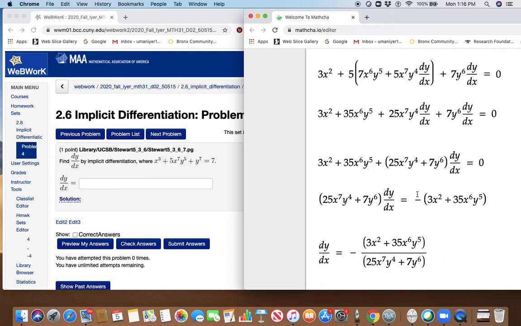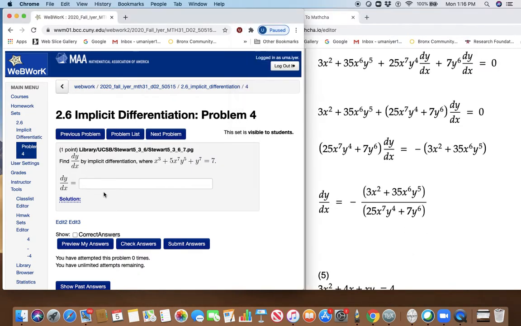All right, now I have placed parentheses around these and moved them completely. So negative all of this to the other side. This continues here. Divide both sides by this factor and you have your answer. So how do I write this here?